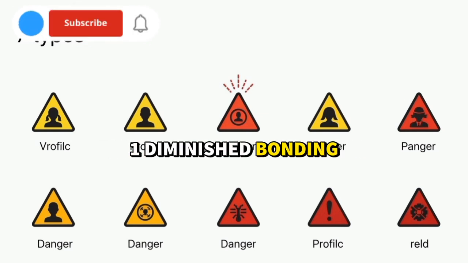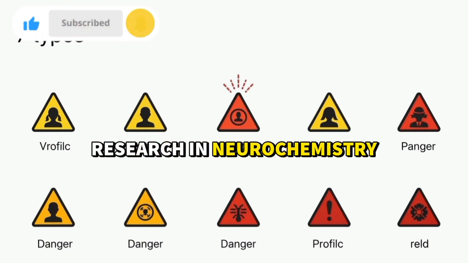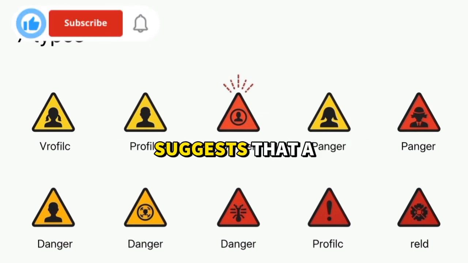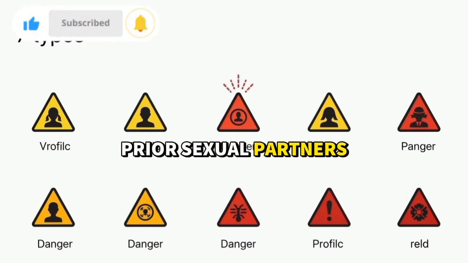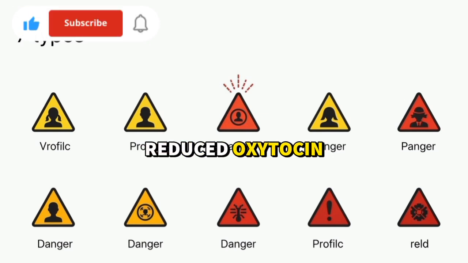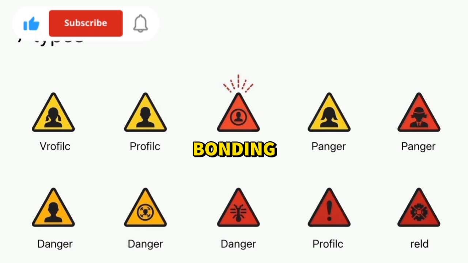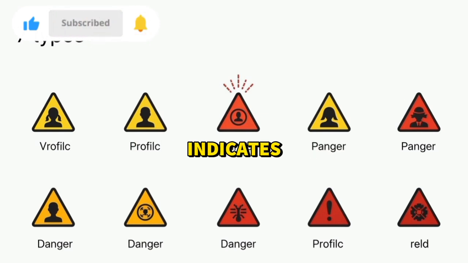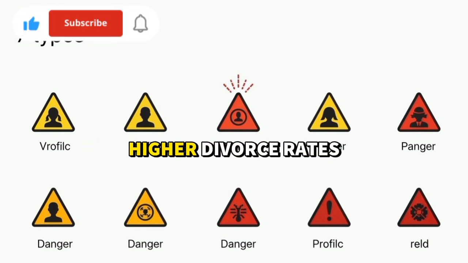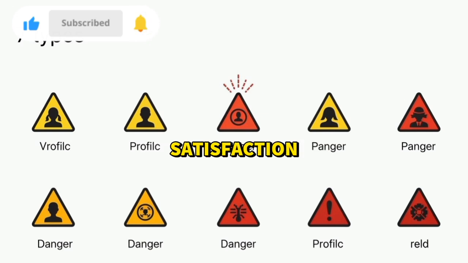1. Diminished bonding capacity. Research in neurochemistry and sociology suggests that a high number of prior sexual partners can correlate with reduced oxytocin receptor sensitivity, potentially impacting the depth of pair bonding. Sociological data further indicates statistical correlations with higher divorce rates and lower marital satisfaction.